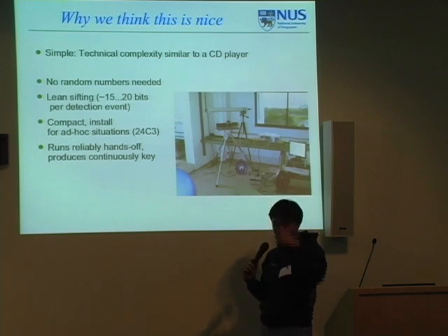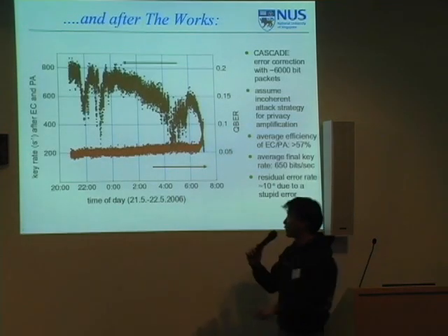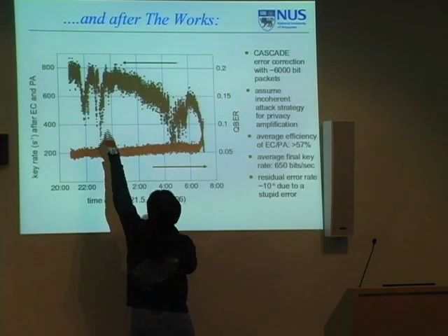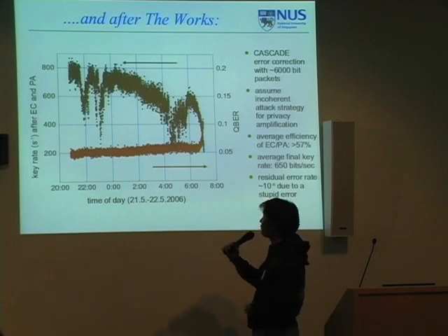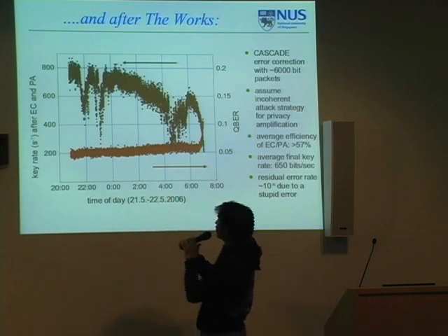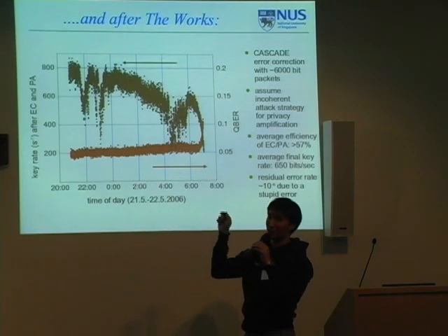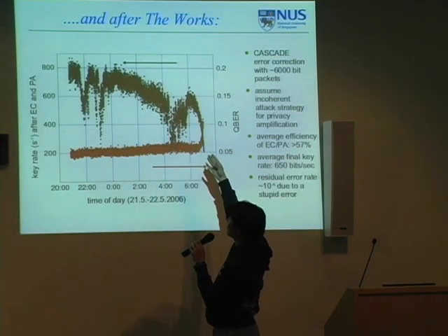It produces key continuously. One of the things I should say, let's go back to the last graph, is that you might be wondering, what are all these little dips here? This is because in Singapore, we get really heavy rainfall. Sometimes when there's heavy rainfall, you can't see the other side, so you can't send photons across. So the key rate just dropped, but it recovers after a while.